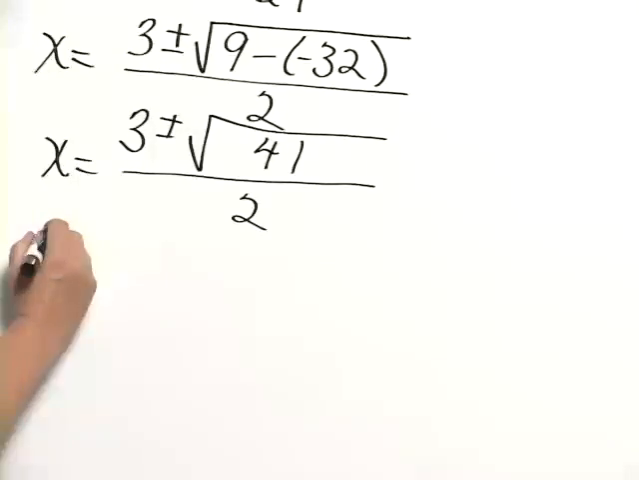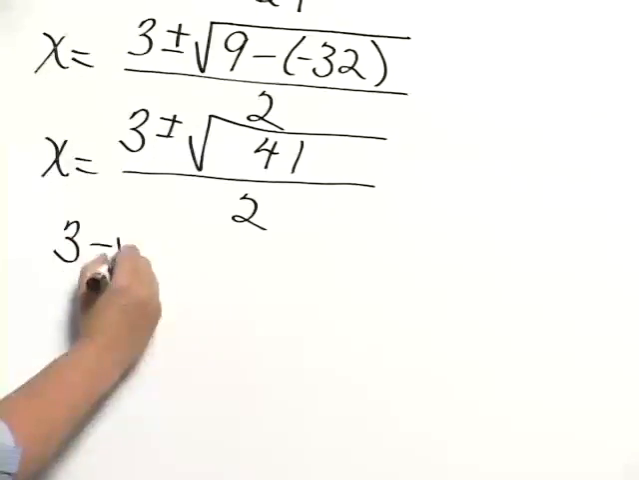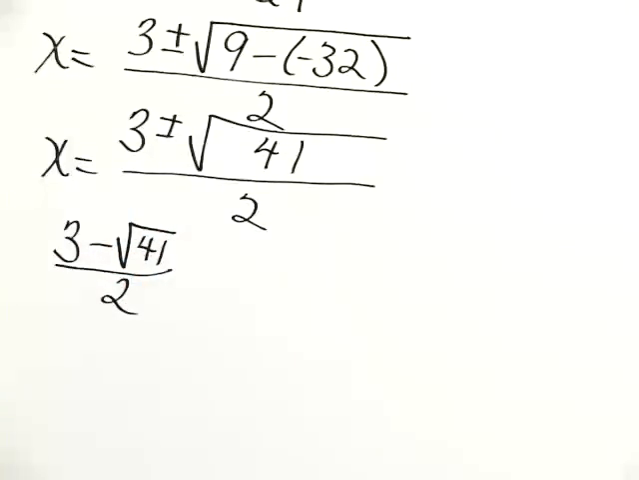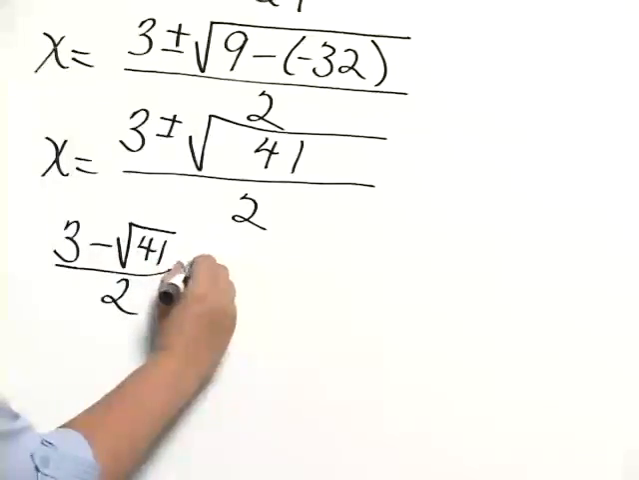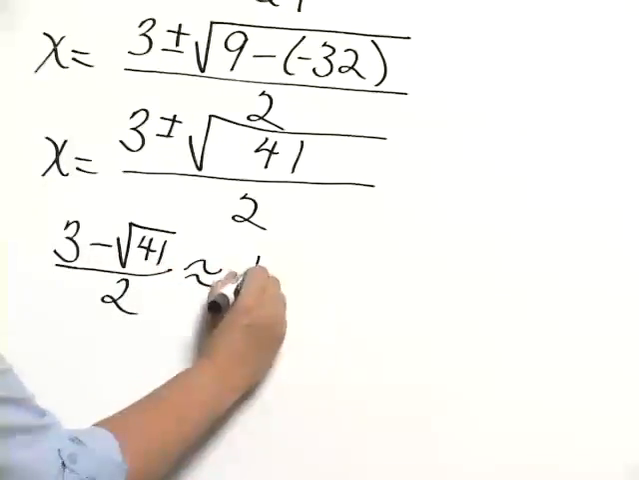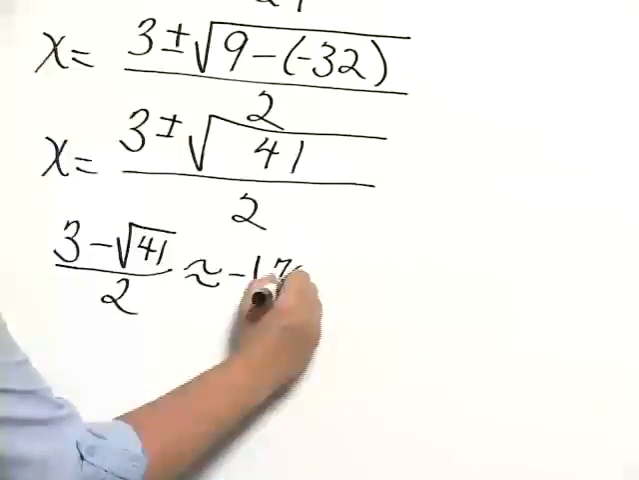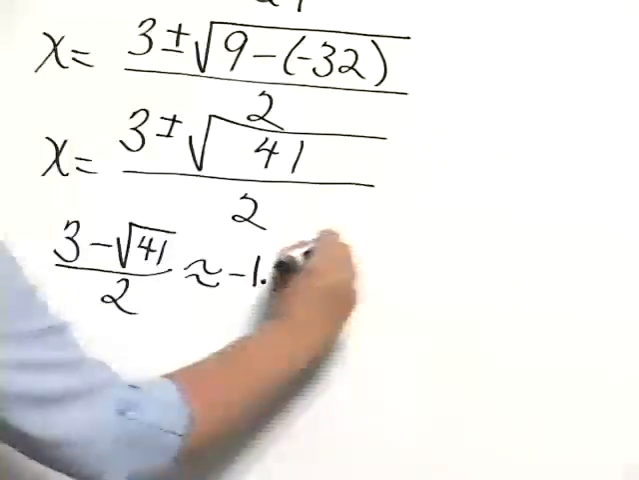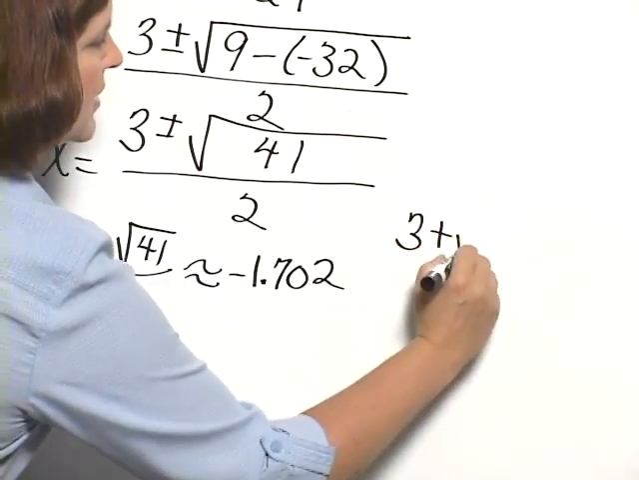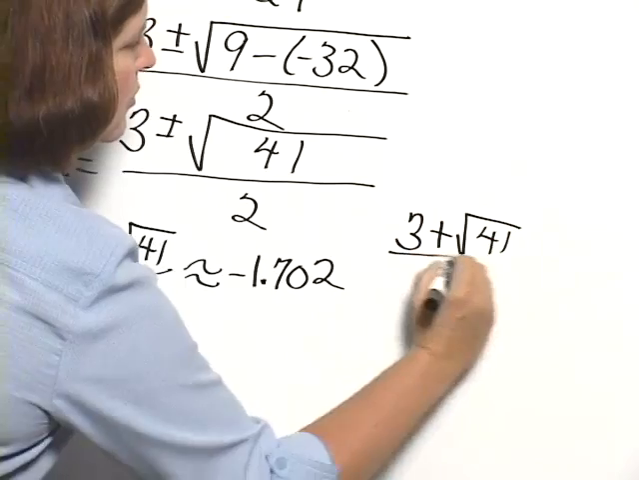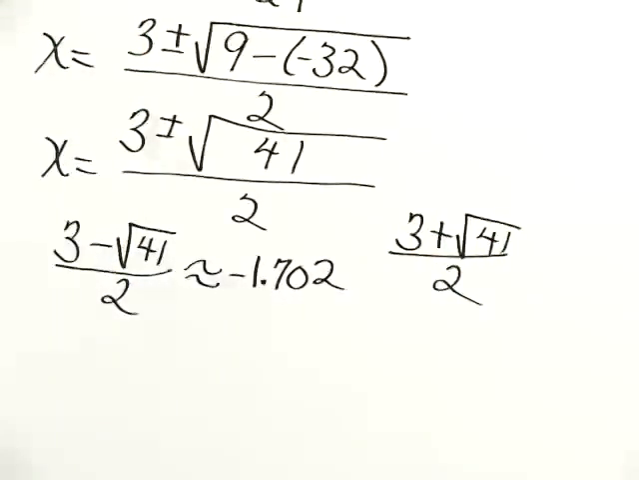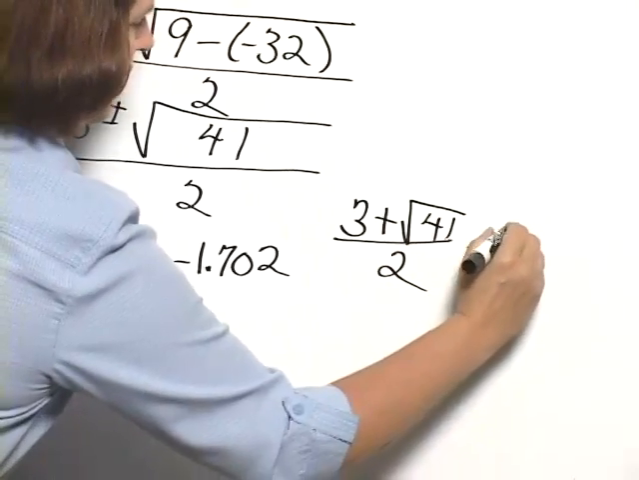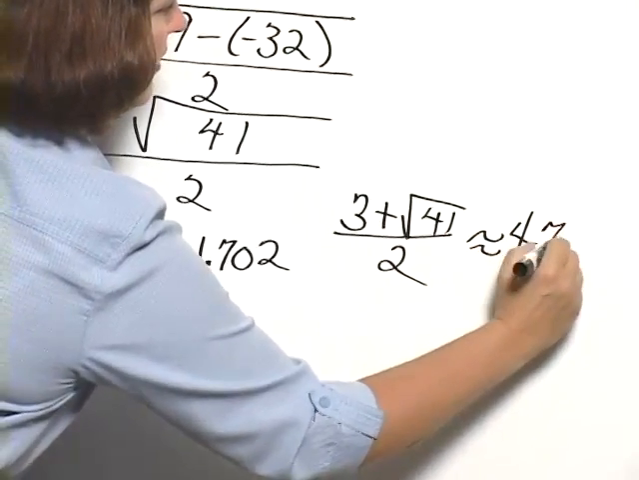The first one would be 3 minus the square root of 41 over 2. And using a calculator and rounding to the nearest thousandth, we would find that that equals approximately negative 1.702. The second solution is 3 plus the square root of 41 over 2. Again, using a calculator and approximating to the nearest thousandth, we would have that this equals approximately 4.702.